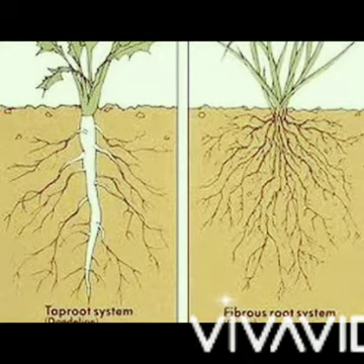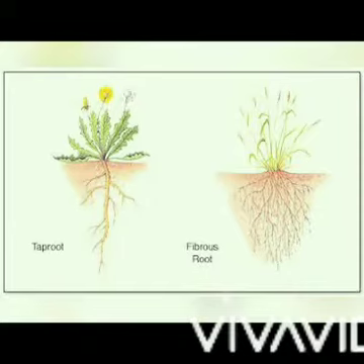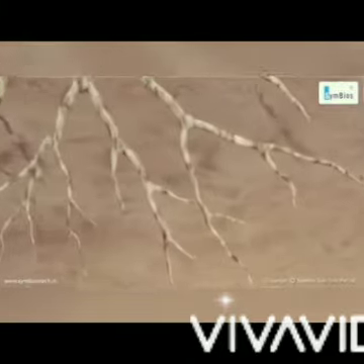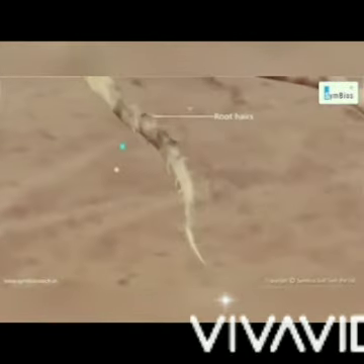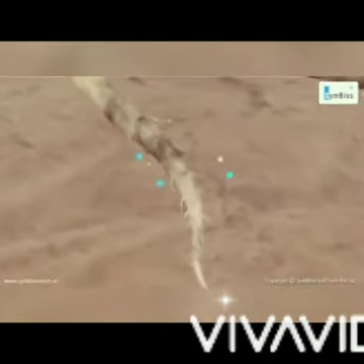Roots are very important underground parts of the plant. There are two types of roots. They are taproot and fibrous root. Fibrous root is also called adventitious root. Roots help the plant to anchor in the soil and also conduct water and minerals. To perform special functions, the roots change their size and shape.